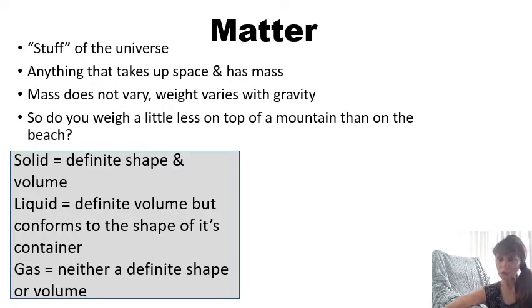Matter comes in different forms. There are solid forms of matter, which take on a definite shape and volume. There are liquid forms of matter, where the volume is definite, but the matter will conform to the shape of the container. And finally, gas. Gas does not have a definite shape or volume.